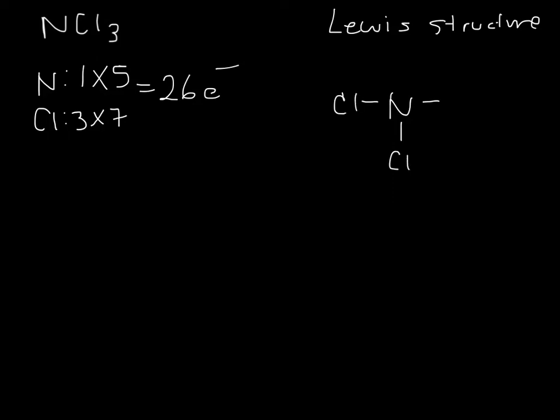So far we have 6, 7, 8, 9, 10, 11, 12, 13, 14, 15, 16, 17, 18, 19, 20, 21, 22, 23, 24, 25, 26 electrons now. Okay, so now we're going to draw VSEPR.